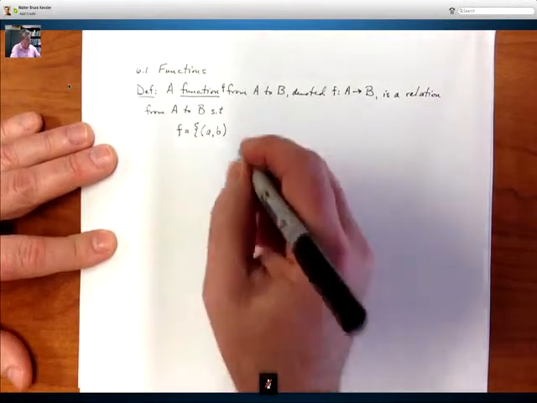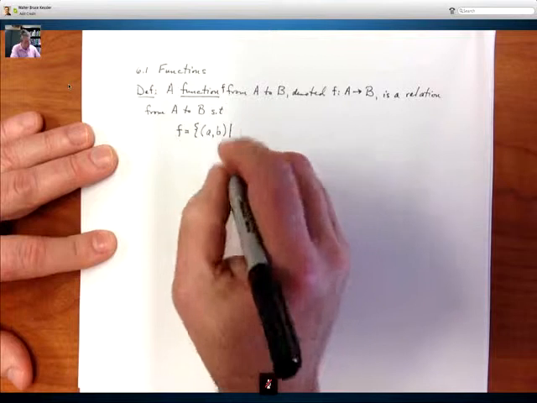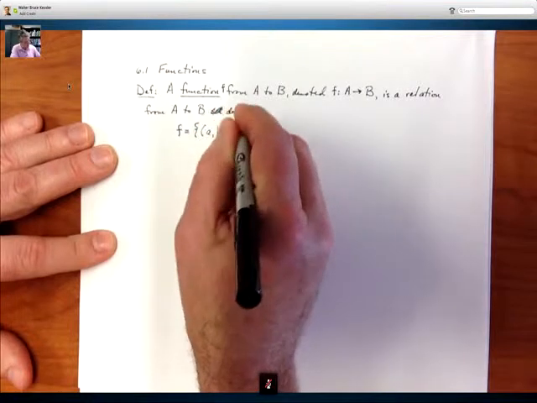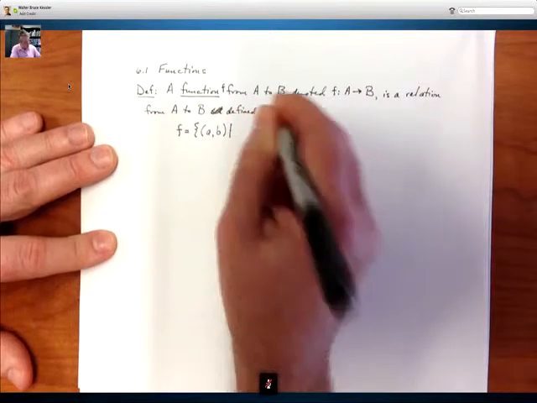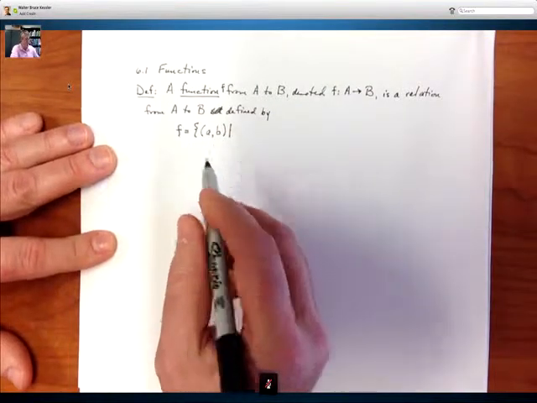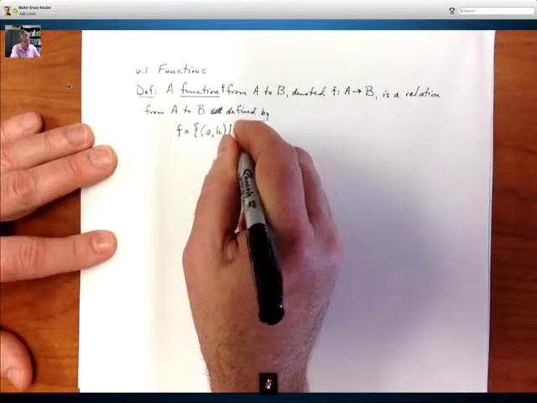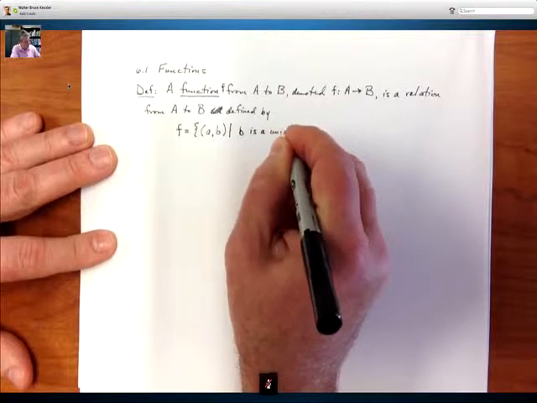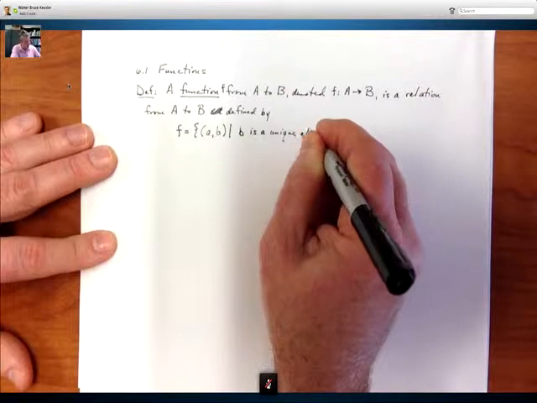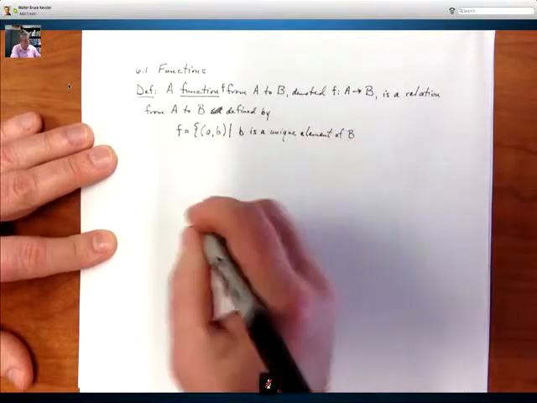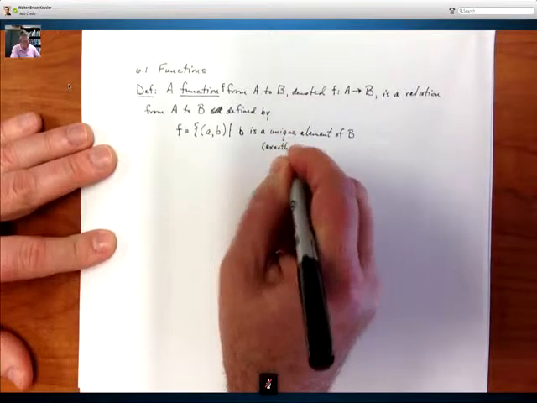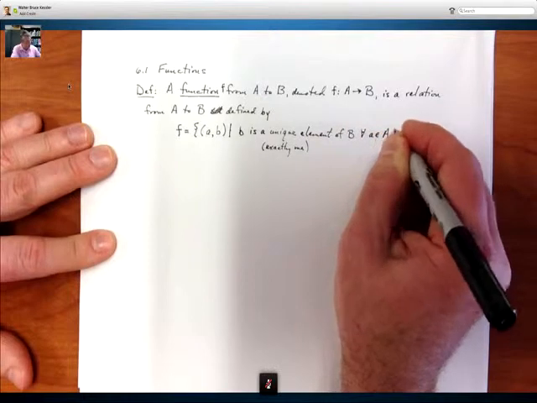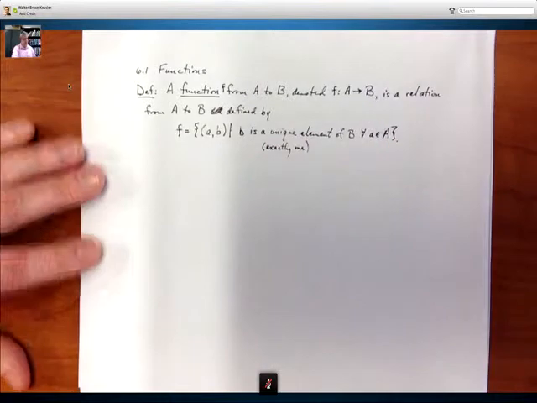it's all ordered pairs of the form (a, b) defined by, and then you've got all these points (a, b) that you would normally have in a relation, except b is a unique element of the set B. And what I mean by this is there is exactly one b for all a in the set A. Okay?